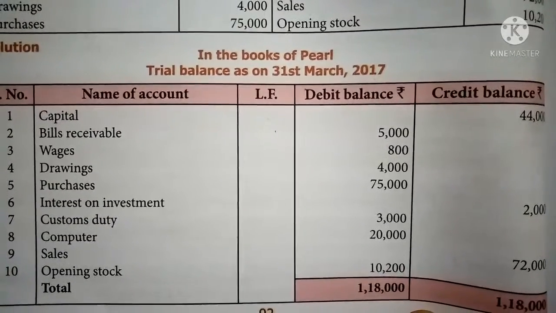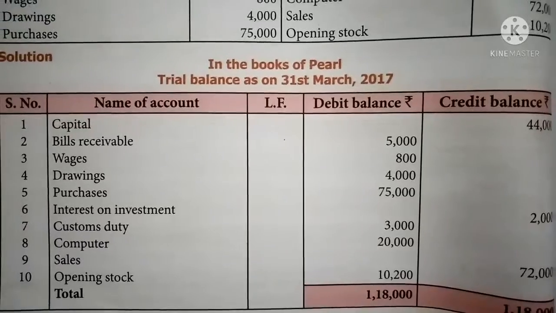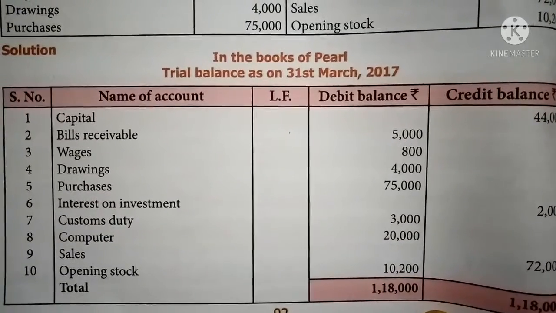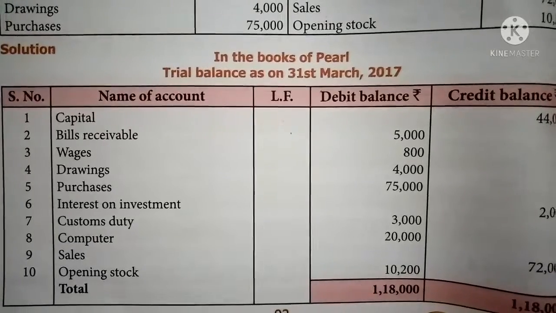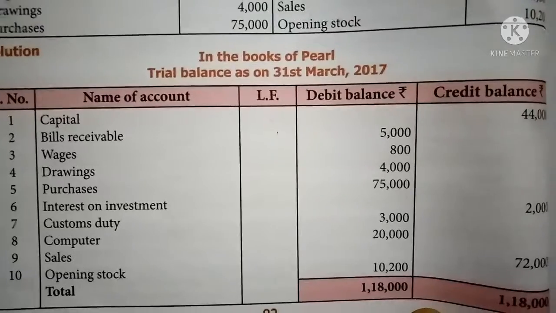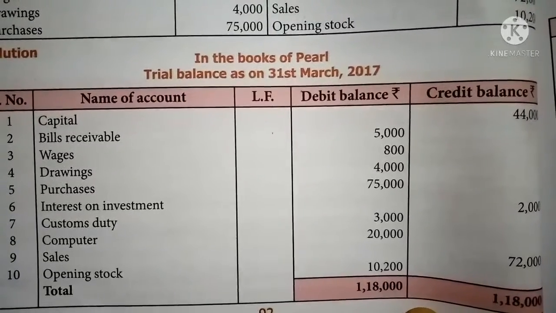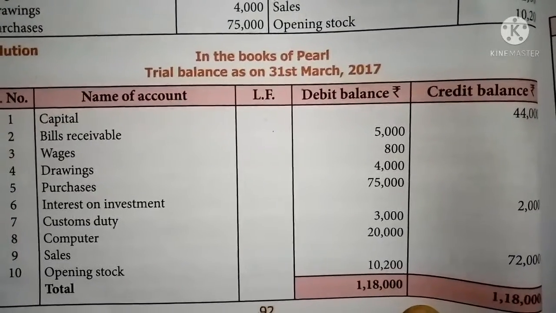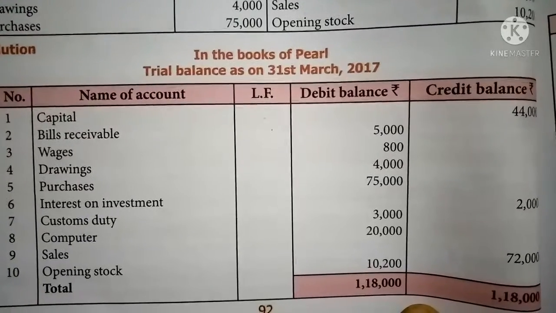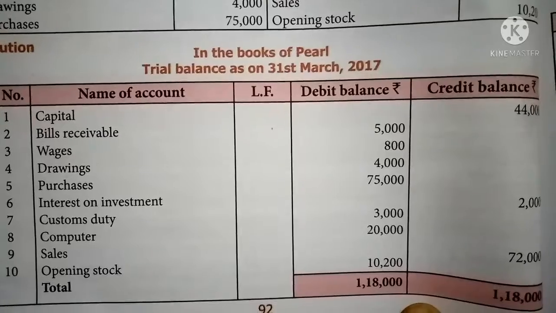And then closing stock, it is one of the stock, that is goods, unsold goods in business, so it is treated as the asset. The amount will be shown in the debit column 10,200. So after writing all the ledgers, name of the ledgers and the balances in the respective column, now you can add the debit column and the credit column separately.